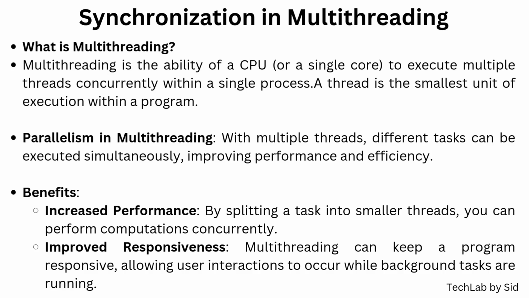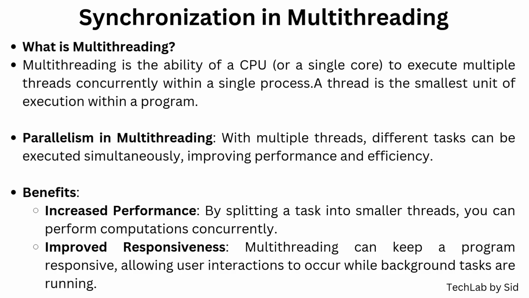Let's discuss synchronization in multithreading. What is multithreading? Multithreading is the capability of a CPU or a single core to execute multiple threads concurrently within a single process. A thread is the smallest unit of execution in a program, allowing tasks to be divided into smaller, manageable parts.